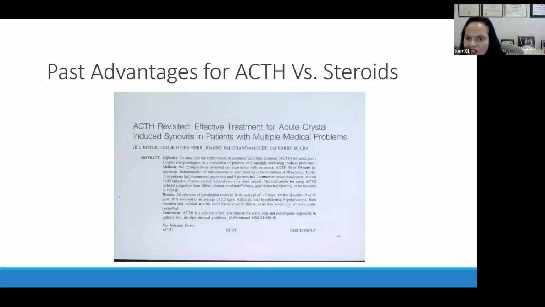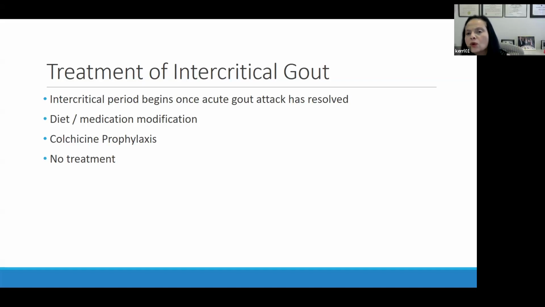So again, past advantages for ACTH, it just worked faster. It didn't cause adrenal suppression. And there were many fewer steroid side effects, and we wrote about it, but unfortunately it's no longer available. Once you get your patient out of the acute attack, they enter an asymptomatic period that we call the intercritical period. At that point, it's important to look at the diet as well as medication modification.